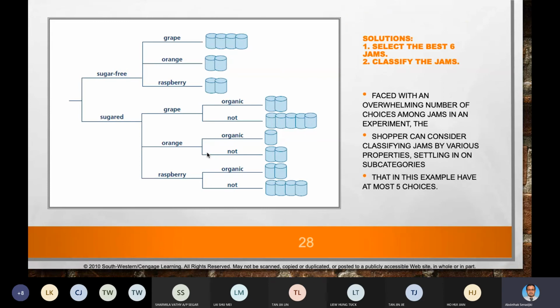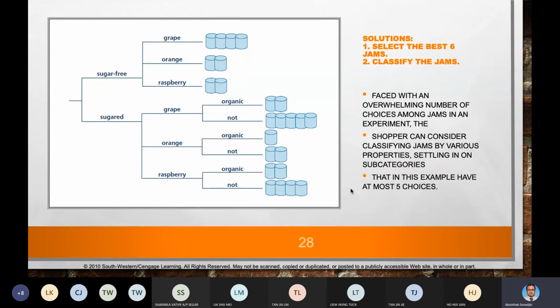So this is a solution, for example, to reduce the choices. Instead of putting all 6 jars of jam together, better you separate them: sugar-free and sugar. If sugar-free, you have 3 or 4 grape, 2 orange, 1 raspberry. So if I want orange, or for example only grape, I will just go and choose the grape. Or for sugar, you divide them as grape, orange, and raspberry. Again, put them as organic, non-organic. In that case, you are actually dividing the brands or the choices.